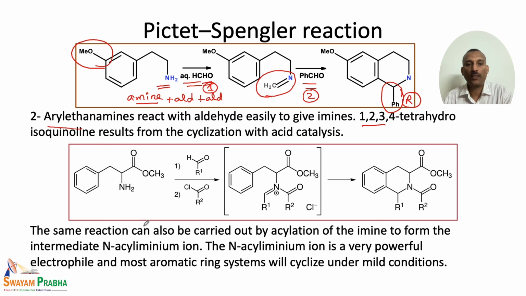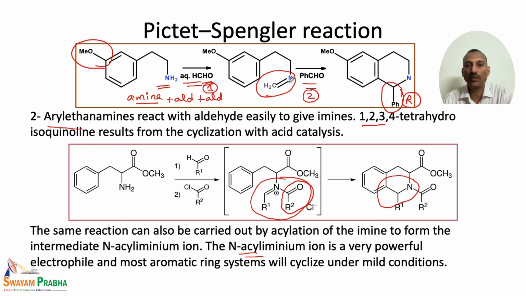And the same reaction can also be carried out with the acylation of the amine to form the intermediate N-acyl iminium ion. So, this N-acyl iminium ion is a crucial intermediate. Once this is formed, it is a very strong electrophile. So, the double-bonded electrons from the aromatic system can very well attack this acyl iminium ion, leading to the cyclization. So, this cyclization step is a very crucial step. It can be very easily carried out when we have the N-acyl iminium ion. That means there is one acyl unit attached to the iminium ion.